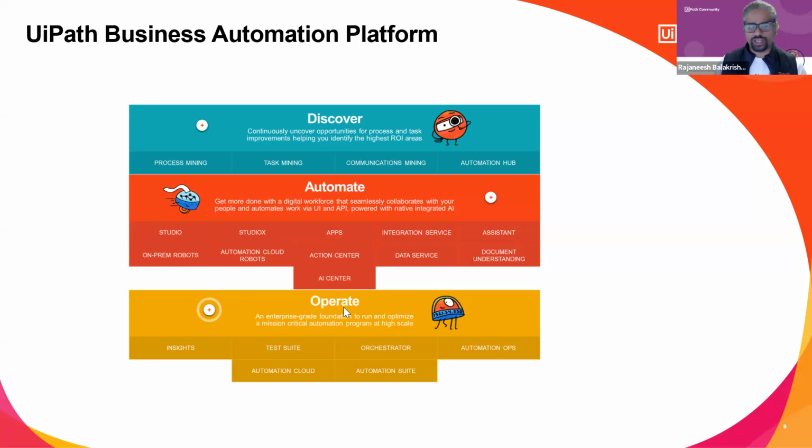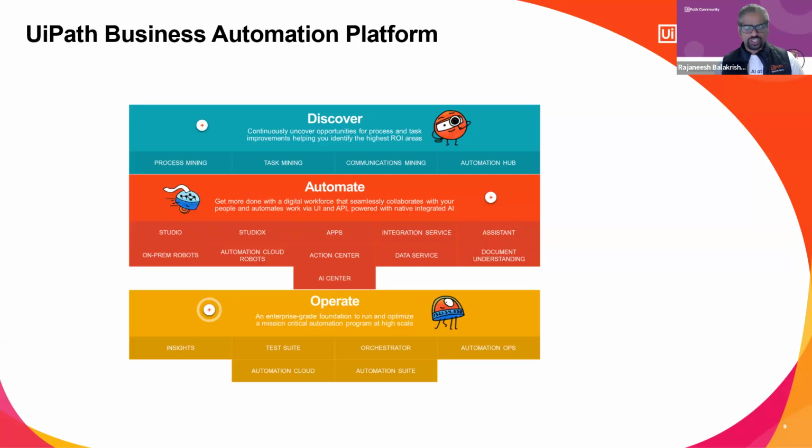And finally, we have the operate module. In the operate section, we mainly have Test Suite. Test Suite is an interesting testing product, right? It performs both application testing and RPA testing. So it is a kind of quality hub for the entire UiPath automation platform. Everything you need, the developer develops. So we have a similar parallel testing platform called Test Suite. It can test each and everything.